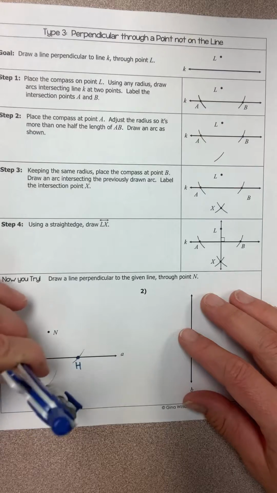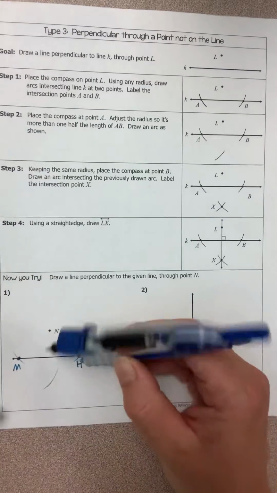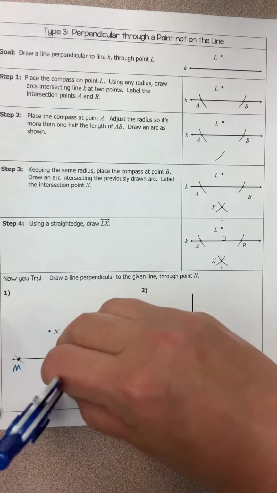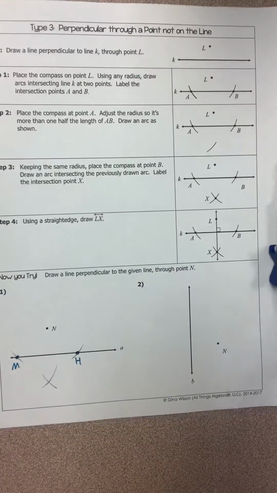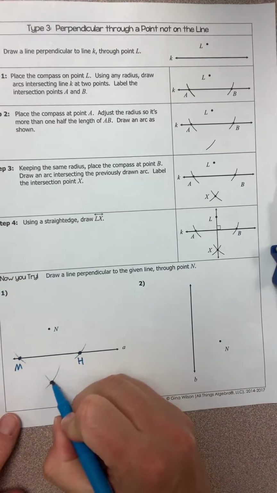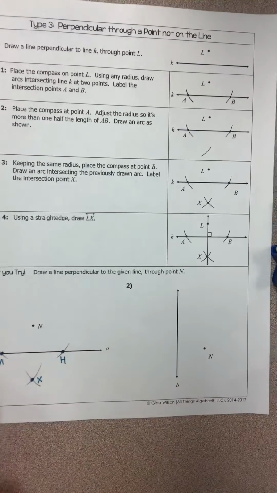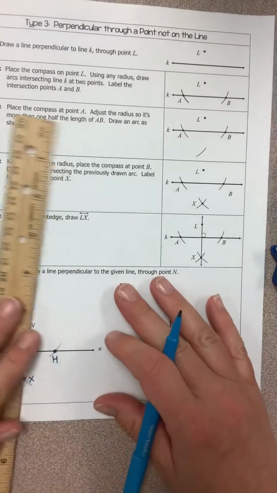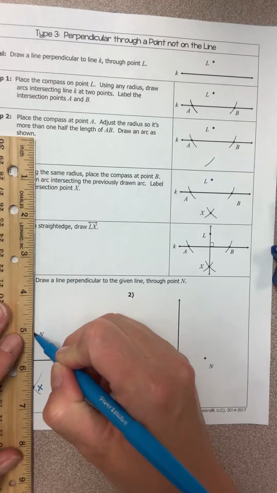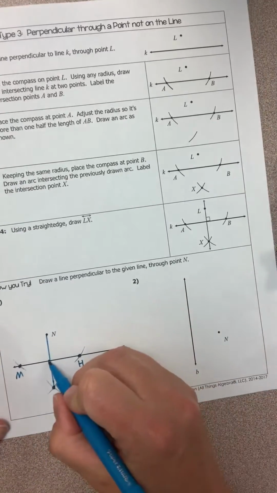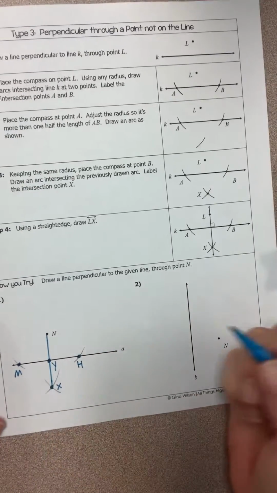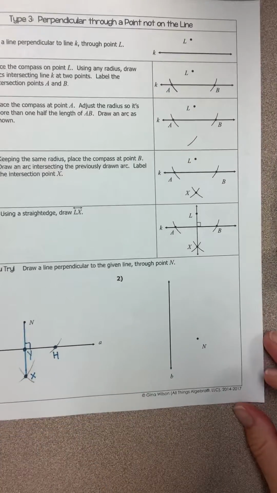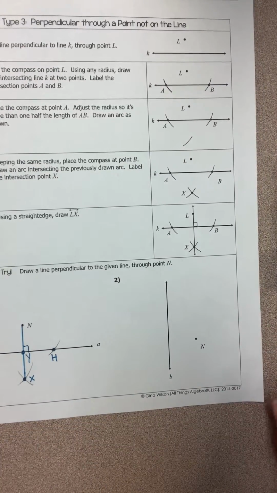So I'm going to do it, and I make an arc here. And then I do the same thing and make an arc here. I've created an intersection. I'm going to call it X. And then I take my straight edge and I go down. Let's label that Y. And voila, we have a perpendicular line.